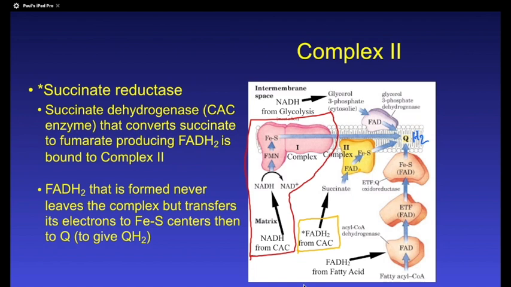Okay, that is the normal process for the FADH2 that is produced in the citric acid cycle. Okay, it never actually leaves that complex. It's actually bound in part of that protein, and it's part of that enzyme. Now, there are a couple other places. One is here, and one is here. Let's talk about those 2 places.